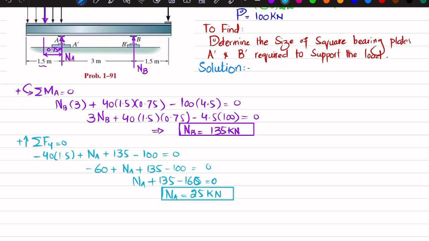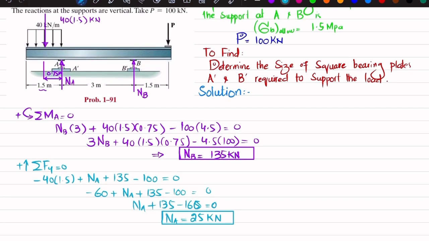Now you have both NA and NB. You can see here that this is the vertical reaction by this support on this beam. As a result of Newton's third law, the load acting on this bearing plate will again be NB, but it will be compressive. Similarly here, the load NA will act on this bearing plate. So for plate A dash, let's say for example, this is a square plate.